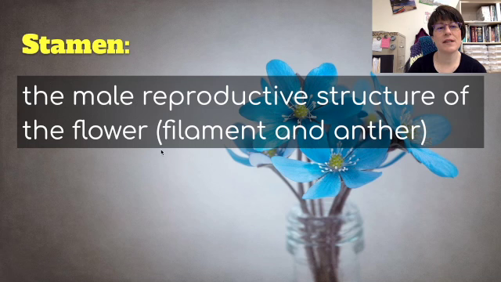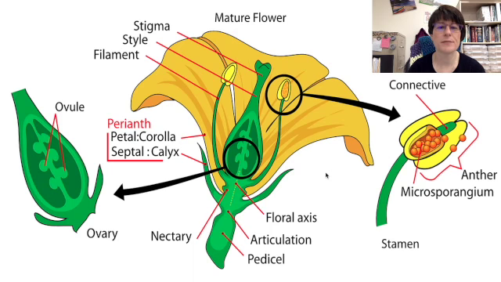Now the stamen is the male reproductive structure of the flower, and it includes a filament and an anther. So these white structures here are the stamen. That is the male part of the flower. And so here we have a stamen. The whole structure is a stamen, as it is labeled over here. It is on top of a filament. So the filament is this long part, and the anther is at the top, which contains the pollen.